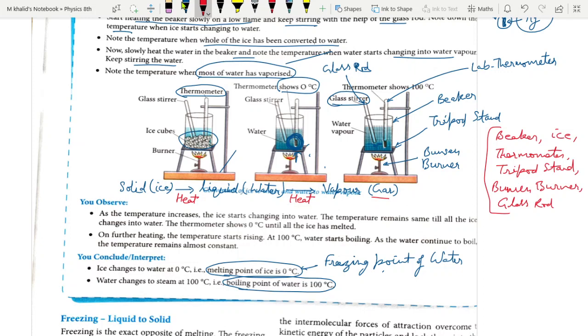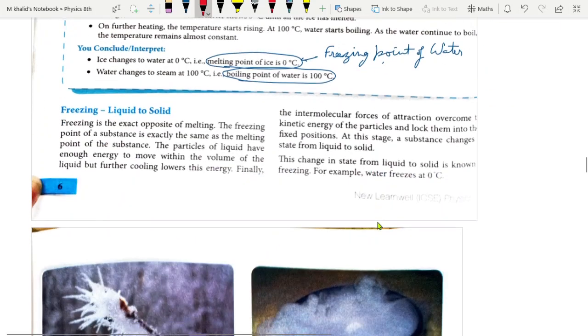So this shows the freezing point or melting point of ice and the boiling point of water. So everyone has to note down these different points. Based on these different points, everyone has to draw these diagrams and note down all the activity. Okay, let's move to the next point.